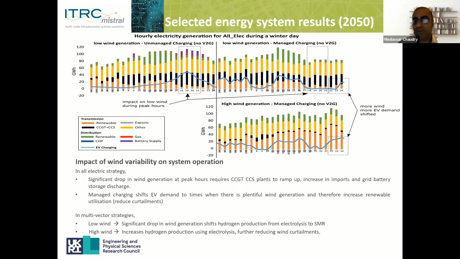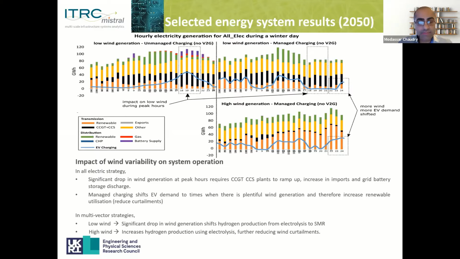Now, when you have managed charging, which is top right-hand diagram, EV charging is essentially shifted to periods when there's plentiful wind generation. And of course, this increases utilization of renewables. In the high wind case, we essentially see greater charging of grid-scale battery storage and generally more EV charging whenever there's a ramp up in renewable generation.